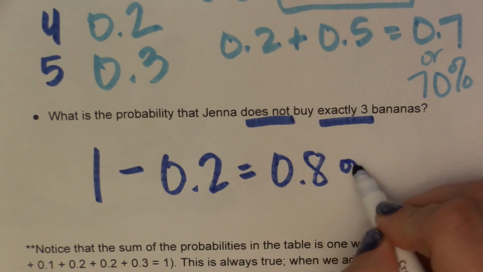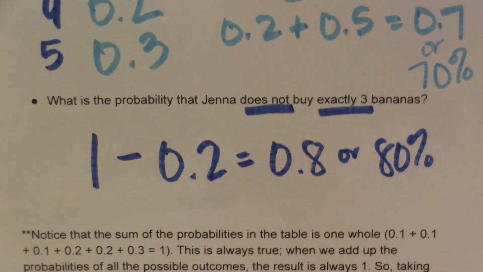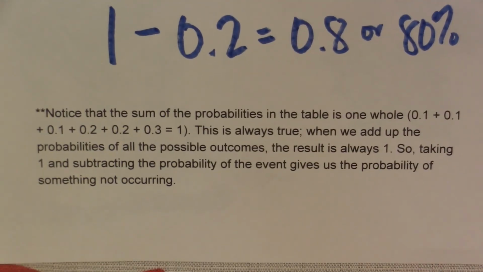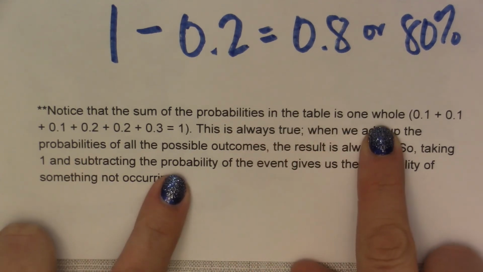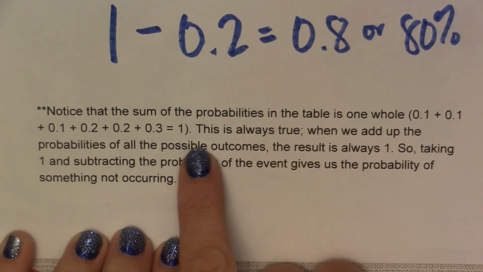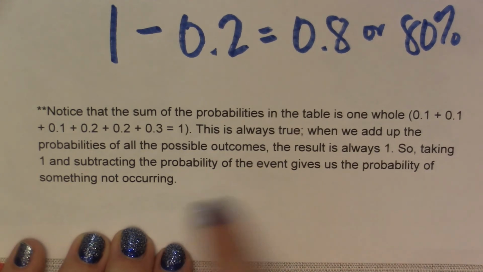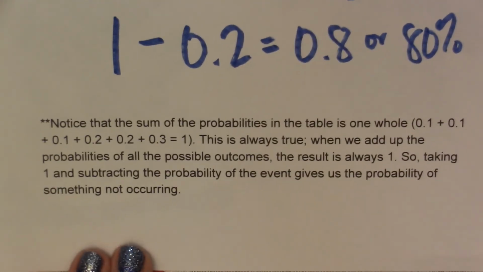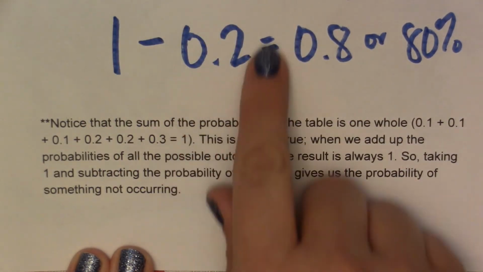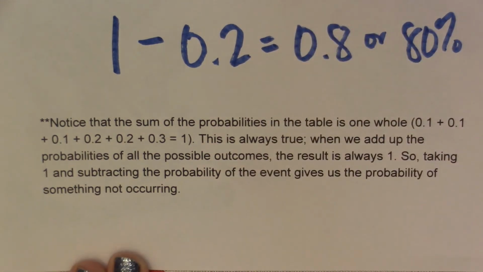0.8, or 80%. So a note that we want to make sure that we look at here is that the sum of all the probabilities in the table is one whole, or 100%. This is always true. When we add up the probabilities of all of our possible outcomes, the result is always 1. So taking 1 and subtracting the probability of the event gives us the probability of something not occurring, like what we did here. So subtracting out the something that does not occur gives us the probability of everything else that could occur.